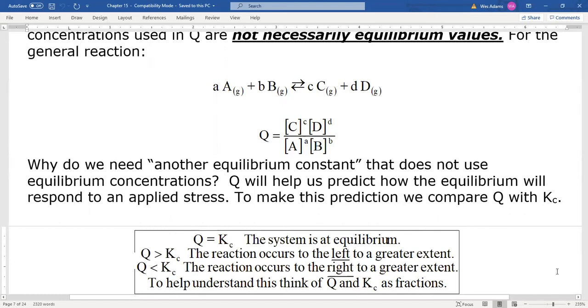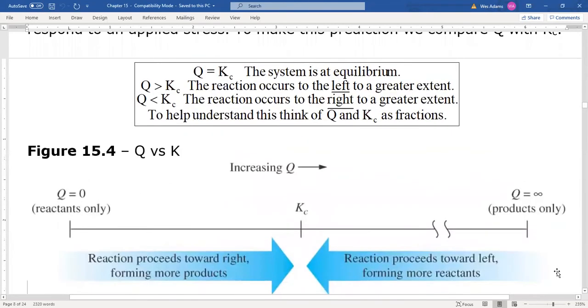And so we can look at that as fractions. If we look at this basic schematic, if Q equals 0, then we've only got reactants. And so the only way to shift is towards products, as we don't have any. And if we're at K, it's not going to go either way. If Q was infinity, products only, meaning the denominator was 0, you would end up with some very large or undefined number. That means it's going to proceed to the left to try to get to K.